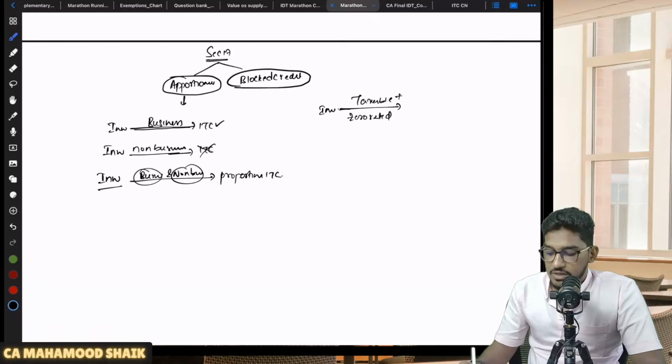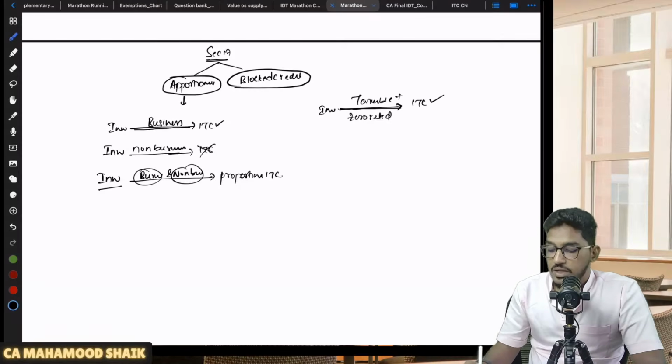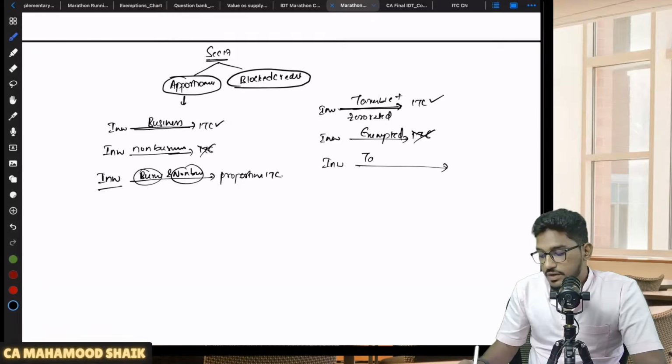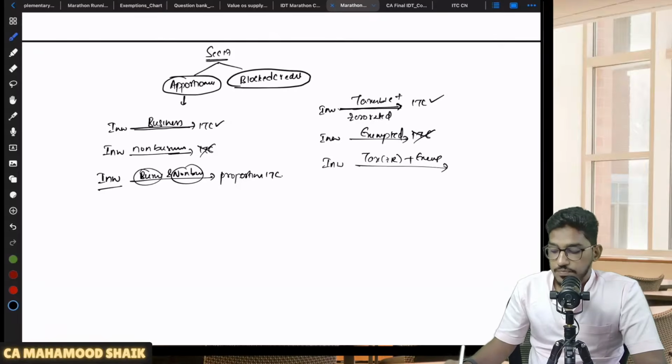So if you are using inward supplies exclusively for taxable supplies and zero rated supplies, you can take full ITC, no restriction. If you are receiving inward supplies which you are going to use only for exempt supply, ITC is not available. But if you are going to use them for taxable supplies including zero rated, and also for exempted supplies, then only proportionate ITC you have to take.